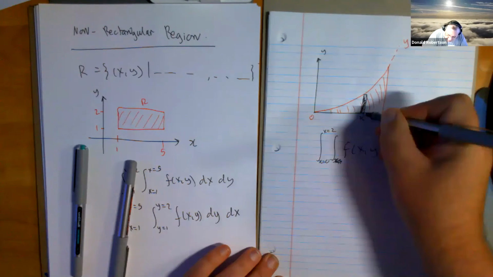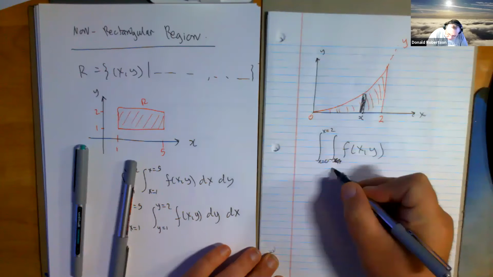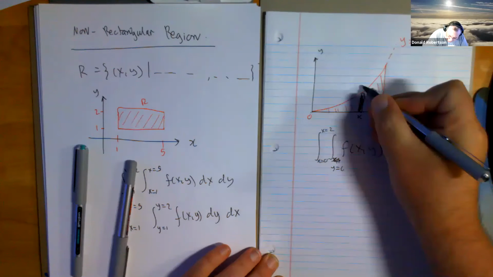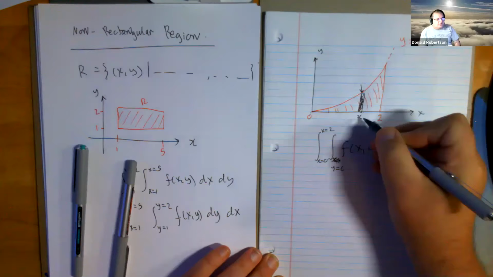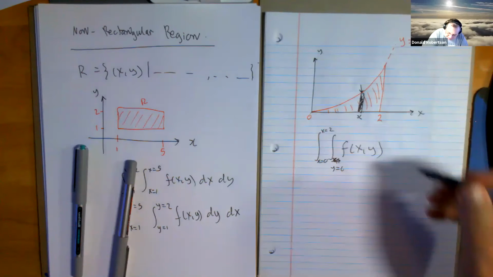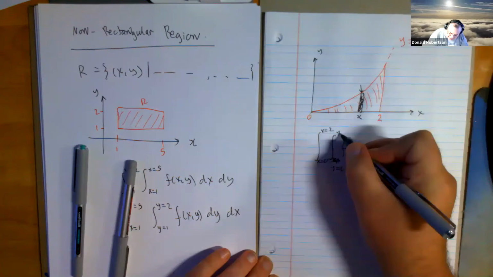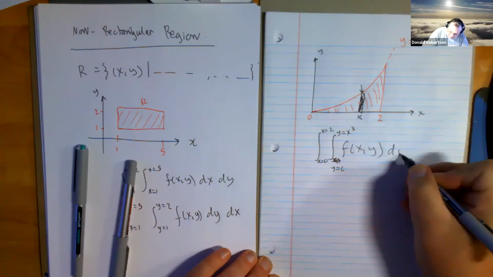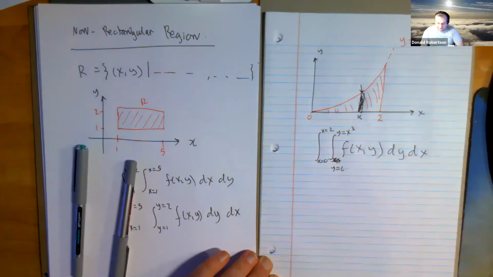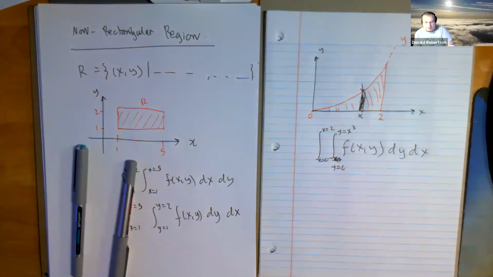Now, what do the Y values look like? Well, the Y value is 0 at the bottom. But won't the top depend on where the rectangle is? And won't the top be X cubed? And now I have set up my integral.